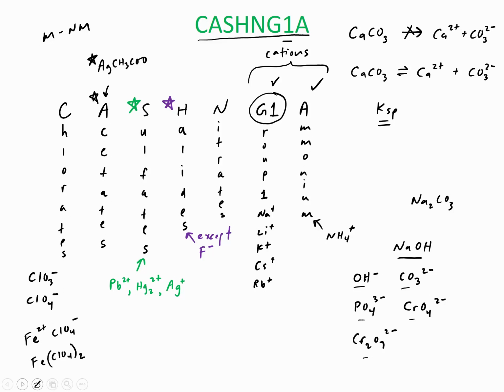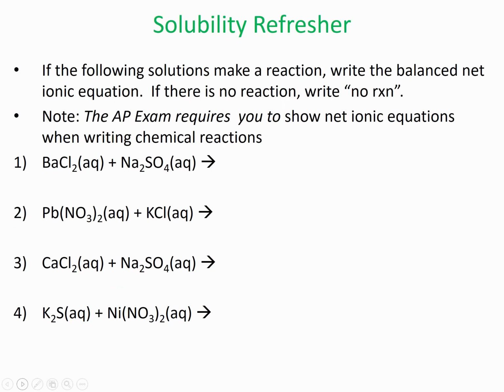All right, so let's try to apply that to this. It says if the following solutions make a reaction, write the balanced net ionic equation. If there is no reaction, write no reaction. A special note: the AP exam requires you to show net ionic equations. Sometimes when you do stoichiometry, it's more useful to write the full compound. There's a time and place for that. But in our solubility and KSP unit, we'll be working with net ionic, which is much easier for precipitation reactions.